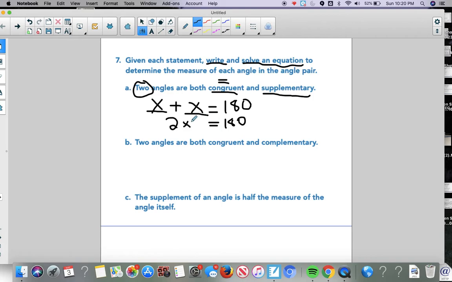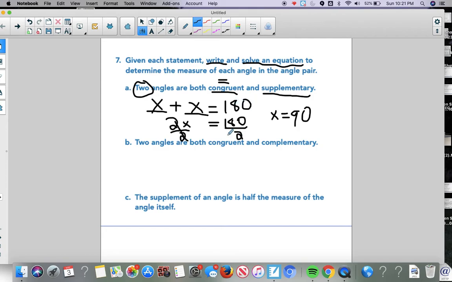My next step, I want to get this x by itself. I want to isolate the variable, so I have to get rid of this times 2. And to get rid of something, I do the opposite. So the opposite of times 2, I'm going to divide both sides by 2. 2 divided by 2 is 1. 1 times x gives me x, isolated, equals 180 divided by 2, which gives me 90 degrees. And bam, there it is. So if angle 1 is 90 degrees, this angle is also 90 degrees. If I add them together, they will equal 180.